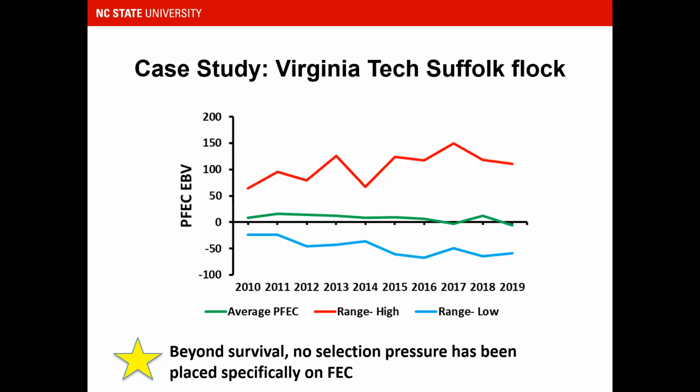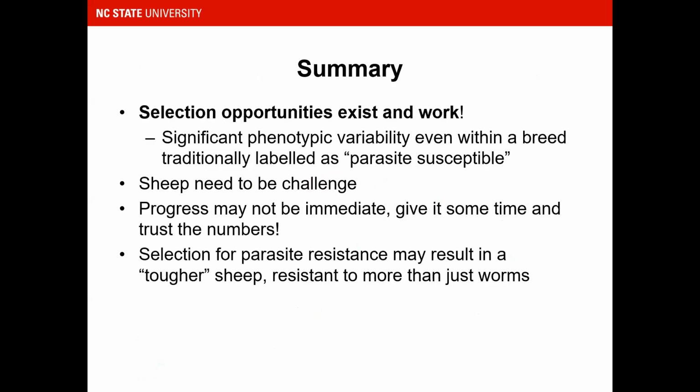So I just wanted to show this as an example that even with a breed that we've traditionally labeled as parasite susceptible, there's still quite a bit of variation for fecal egg count, and there is opportunity for progress. So like I said, selection opportunities exist and they work. The breeding value does selection for fecal egg count breeding value. You can reduce fecal egg count, improve parasite resistance, and there's phenotypic variability even within a breed that we've labeled as parasite susceptible. So despite that label that's been traditionally assigned, there's certainly room for improvement and opportunity for improvement.